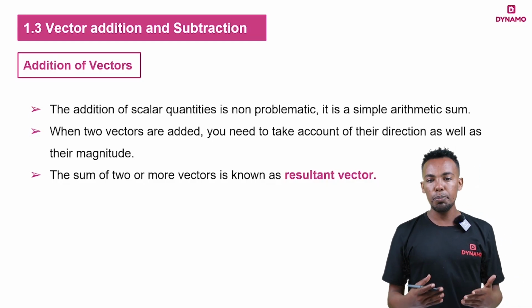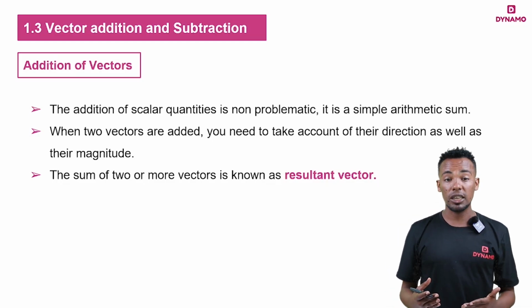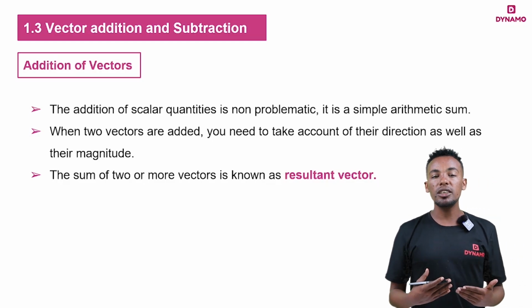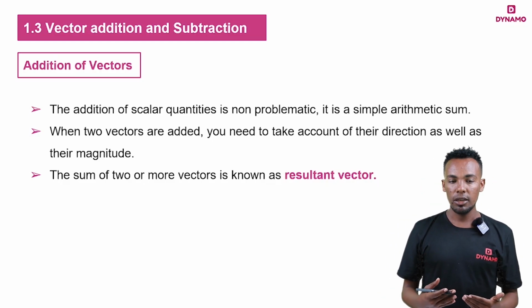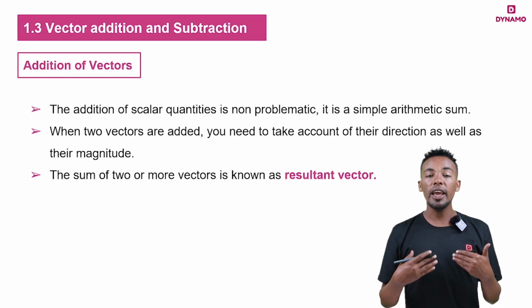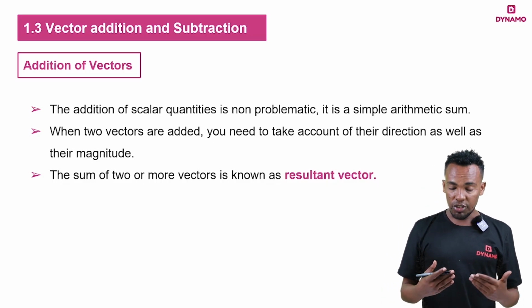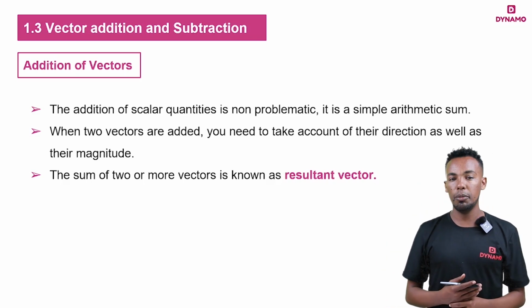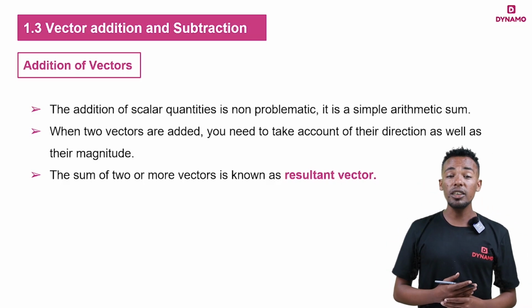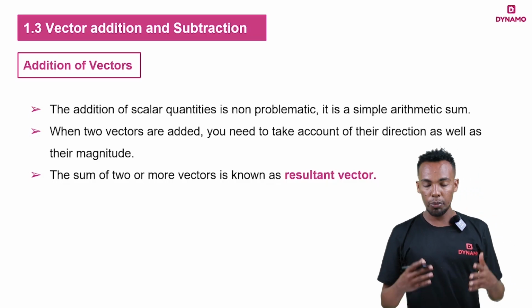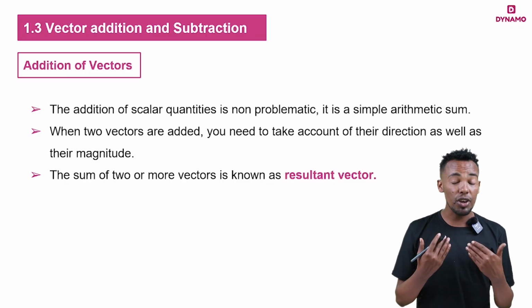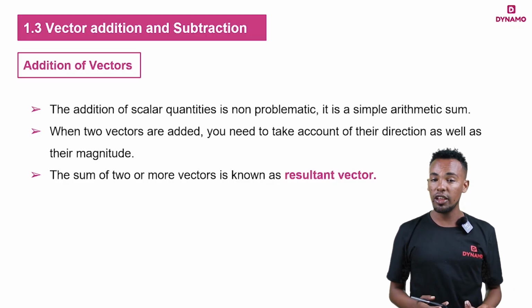Scalar quantity is simple to add or subtract, but to add or subtract a vector quantity it is a bit complex because it has a direction. A scalar quantity can be added easily, using ordinary mathematics. But the vector quantity is complex, because it depends on the direction of the vector.